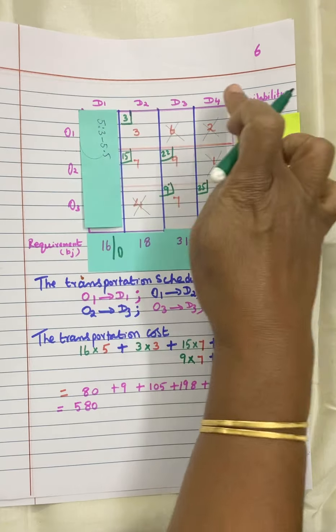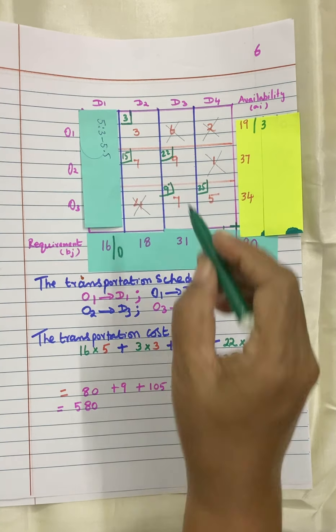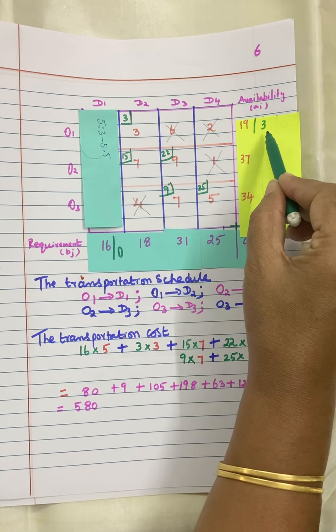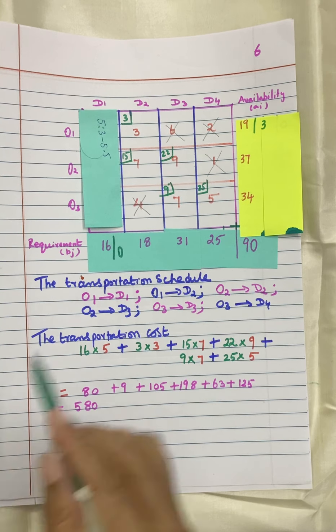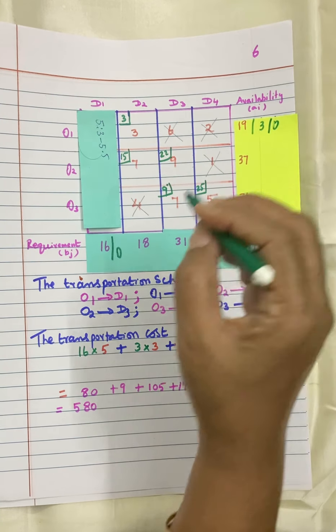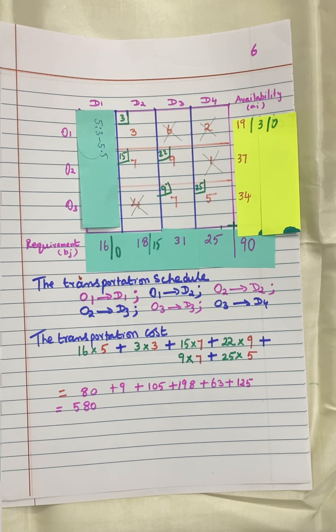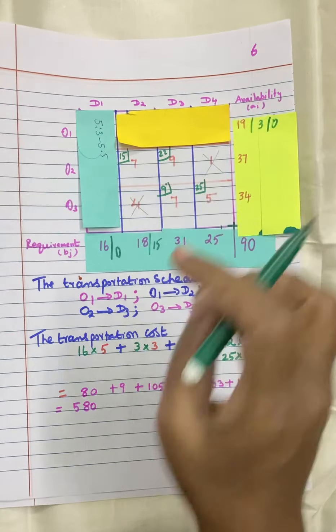Now I got a square box. The northwest corner is number 3. See the supply, see the demand. Supply is 3 now. Demand is 18. Take the lowest number and assign here. After assigning, you subtract. This becomes 0 and this becomes a 15. Now the 0 there in the first row means I have closed the first row. Okay.